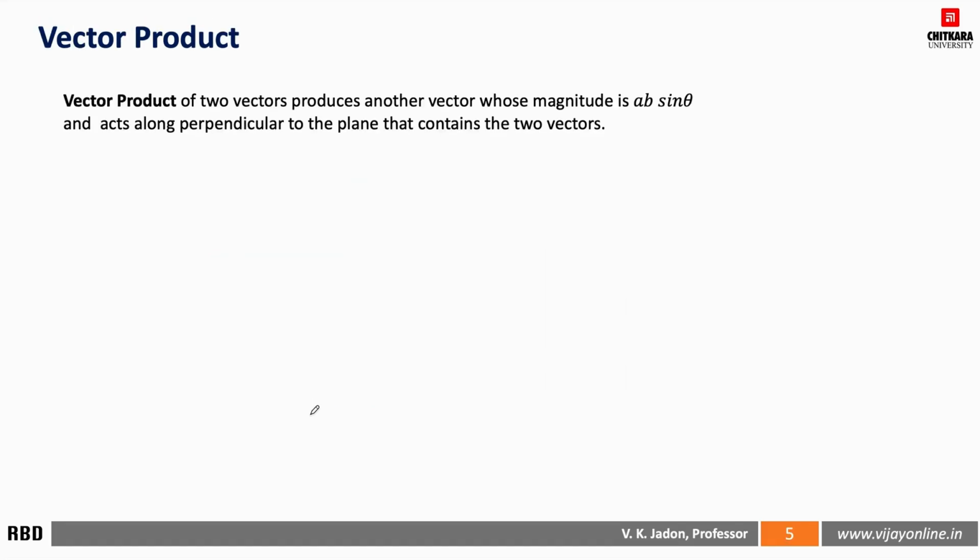In the case of the vector product, it produces another vector whose magnitude is A B sine theta, if we have A and B as two vectors, and it will be a vector quantity. And the third vector acts along the perpendicular to the plane that contains the two vectors.